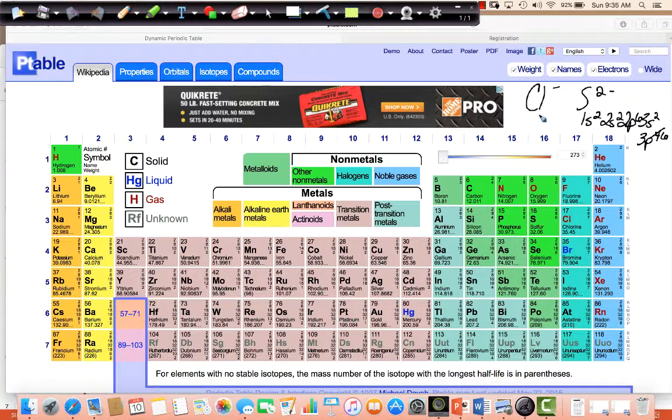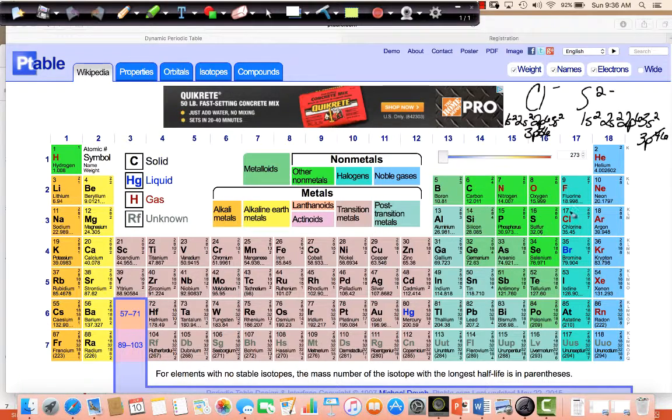Well, chlorine, 1s2, 2s2, 2p6, 3s2, 3p, and then chlorine would normally be 3p5, but when it becomes a -1 charge, we're going to add 1 electron to it, and then it becomes 3p6. So these species are isoelectronic because they have the same configurations.